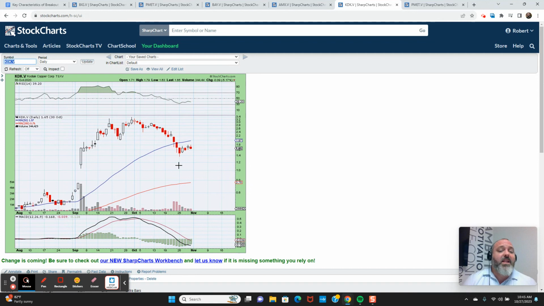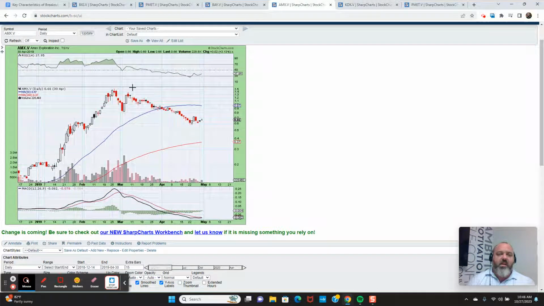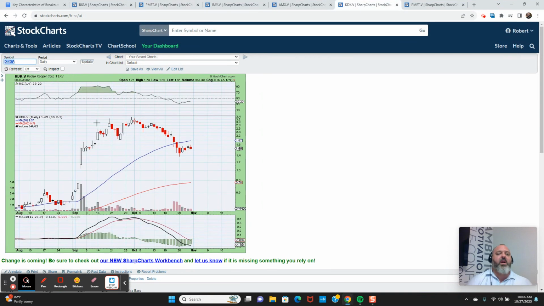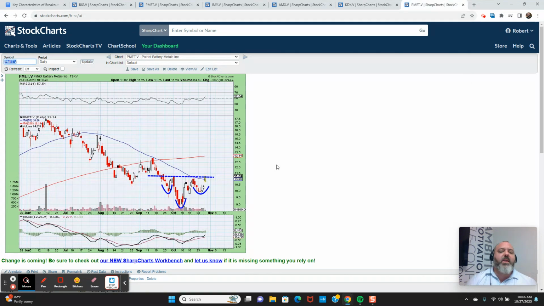So again, these big movers can have big drawdowns. And this ended up actually being the top for Kodiak. This wasn't the top in Amex. This wasn't the top in Patriot Battery Metals, but so far, this is the top in Kodiak Copper. And you can also see the downside volume really started to kick in here at the end of October 2020.